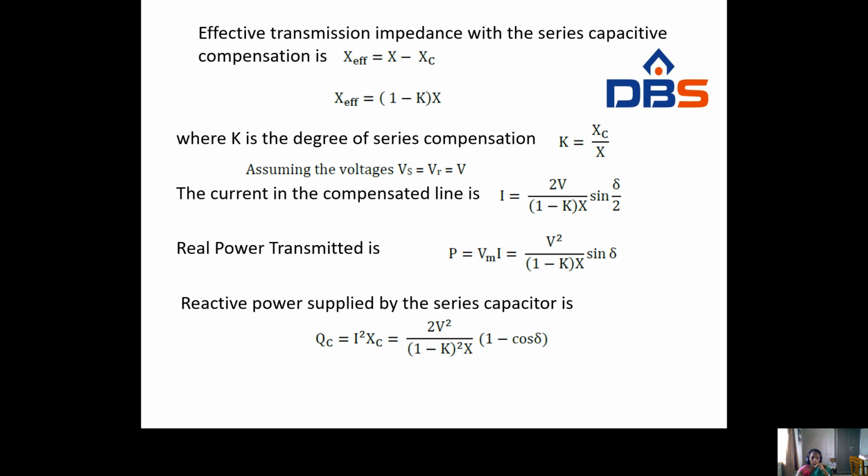So here the effective impedance for the compensated transmission line, the current in the compensated line, the real power transmitted, and the reactive power supplied by a series capacitor. This is the series compensation technique.